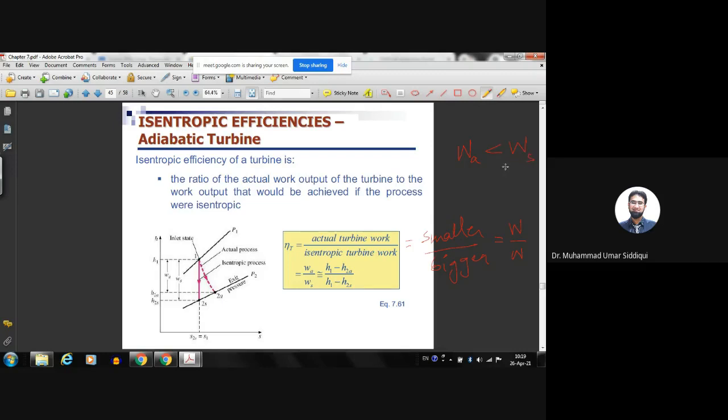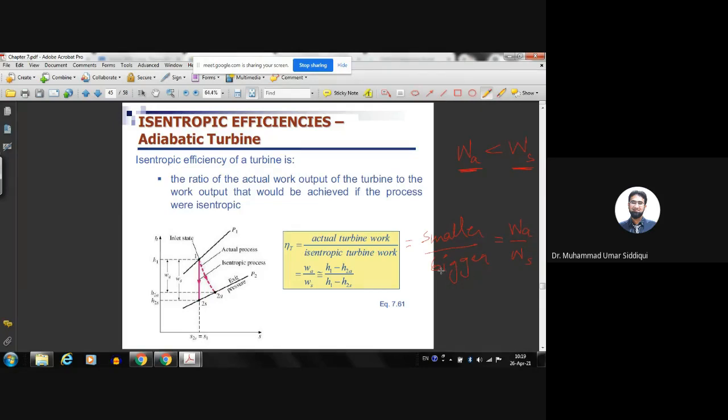Ideal work is when there are no losses from the turbine, there is no irreversibility within the turbine, so all of the pressure energy will be converted into work output. That kind of work produced is considered as an isentropic work output. However, the actual work output is the one where we have losses in the system. So in any case, for the turbine, the actual work output would be less than the isentropic work output. So actual is less than isentropic, so we will consider WA divided by WS.